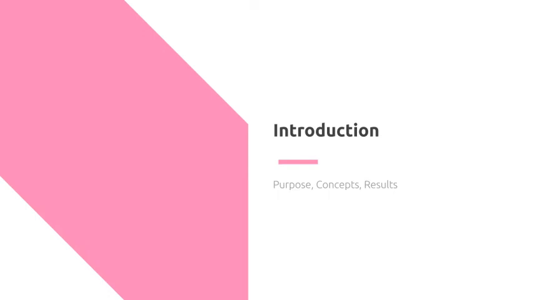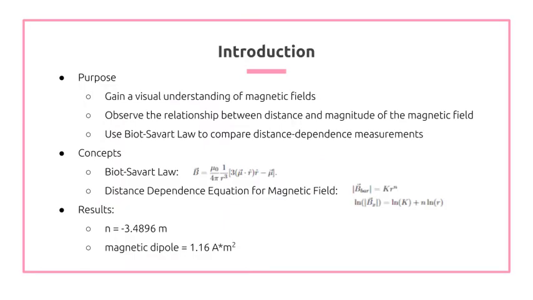Let's begin with the purpose of the lab, fundamental concepts that were included in the lab, and a quick look at the results. The purpose of this lab was to gain a better visual understanding of magnetic fields and how distance can affect the magnitude of the magnetic field. Fundamental concepts of this lab include the Biot-Savart law, which will allow us to compare the distance-dependent measurements in this lab. Another concept is the distance dependence equation for a magnetic field. This equation can be written in two ways, as seen on the left.